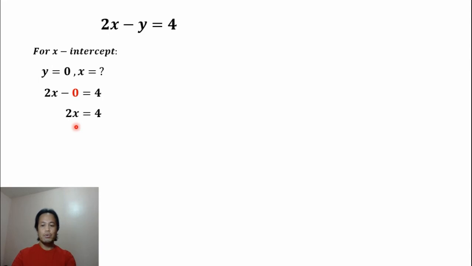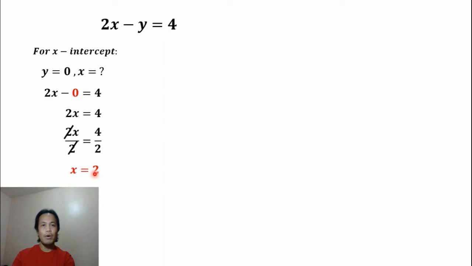Then afterwards, we solve for x. We divide both sides of the equation by 2. You have 2x over 2 equals 4 over 2. In this case, we can cancel out the coefficient of x, which is 2. So what remains on this side of the equation is x. And when we divide 4 by 2, that gives us 2. Therefore, if our y is 0, our x is equal to 2.